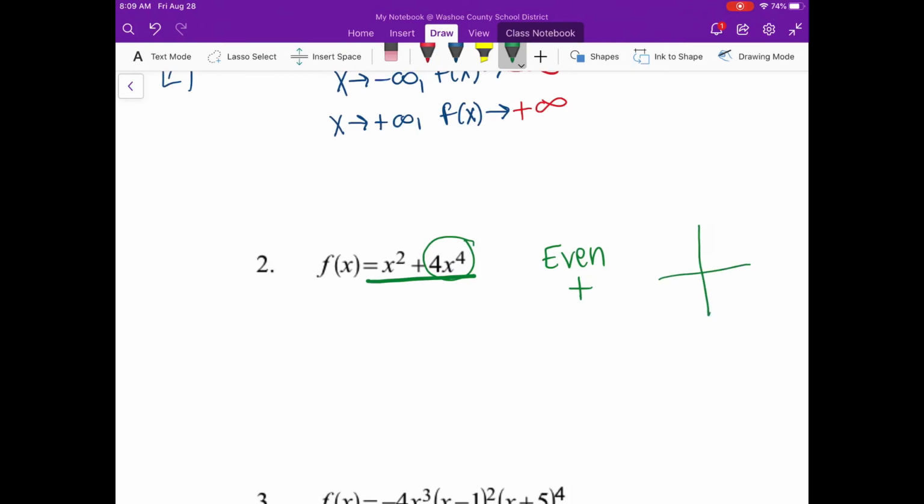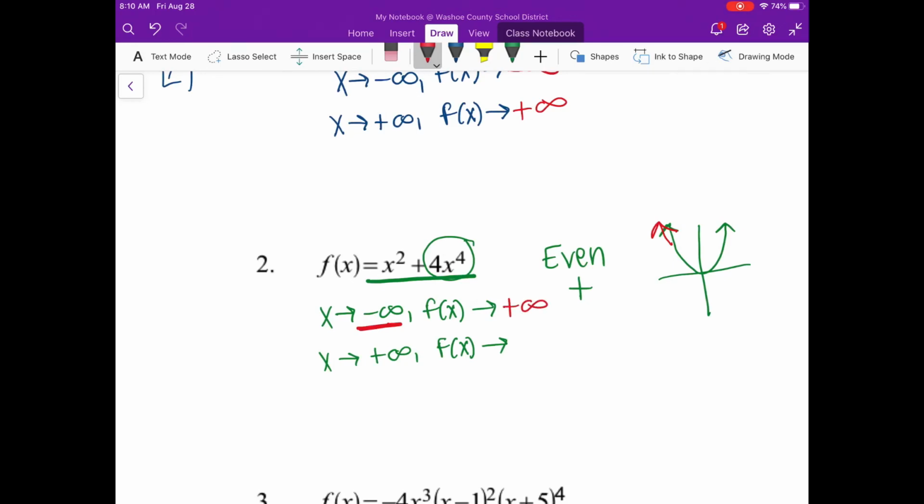Okay, so the most basic even function I know is a parabola, and because it's positive, I'm thinking it's opening up. Okay, and then I'm going to go ahead and just start my end behavior statement. As x approaches negative infinity, f of x approaches. As x approaches positive infinity, f of x approaches. So, as your x values go left, what's your y doing? It's going up to positive infinity. As your x values are going to the right, your y values are still going up to positive infinity.